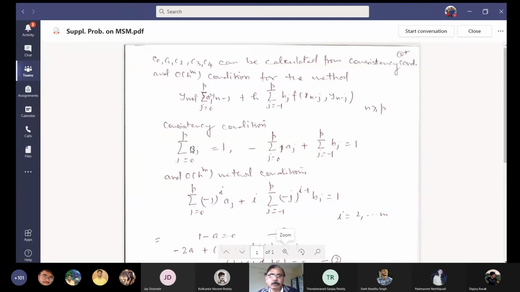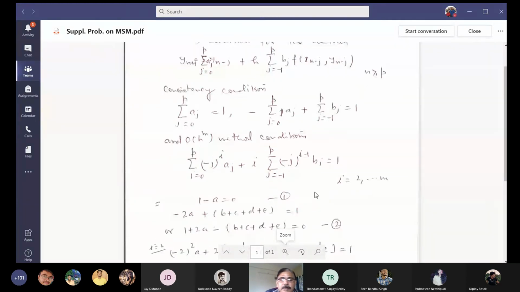With the slope part there are B, C, D, and E, but with the other one there is only one term, that is a into y_{n-2}. The first condition says the sum of a_j, j running from 0 to p, equals 1, but here only one term is there, that is a. So a equal to 1. That is your first equation. Is this clear? Yes, sir.